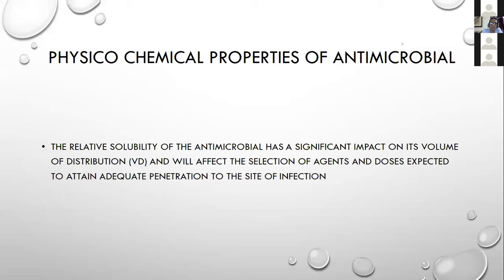You also must remember that the physicochemical properties of the antimicrobial are very important. That is basically the relative solubility of the antimicrobial agent, which has a significant impact on volume of distribution. And this is very, very important, the volume of distribution, and we will talk about it later. It will affect the selection of agents, and the doses expected to attain adequate penetration to the site of infection. And this will also allow you to understand why high dose is necessary in critically ill patients.